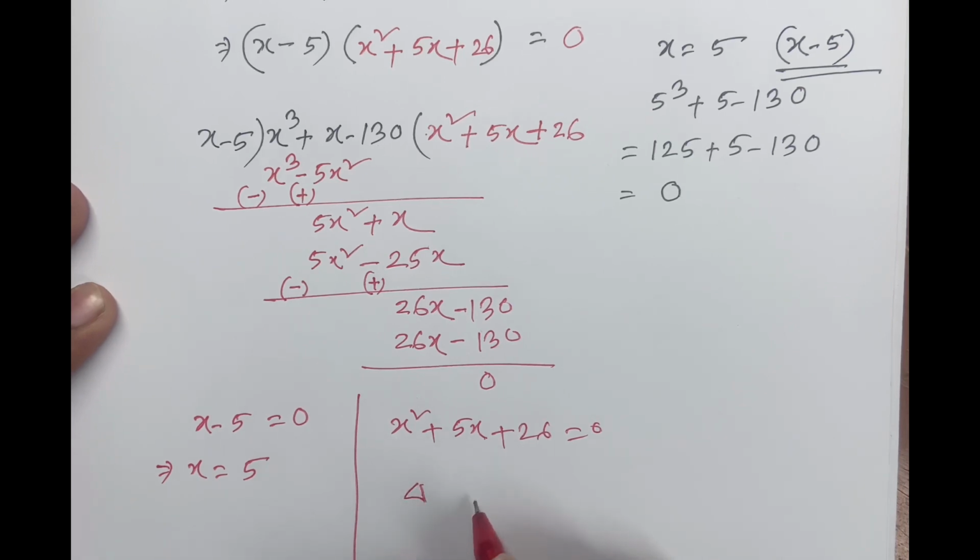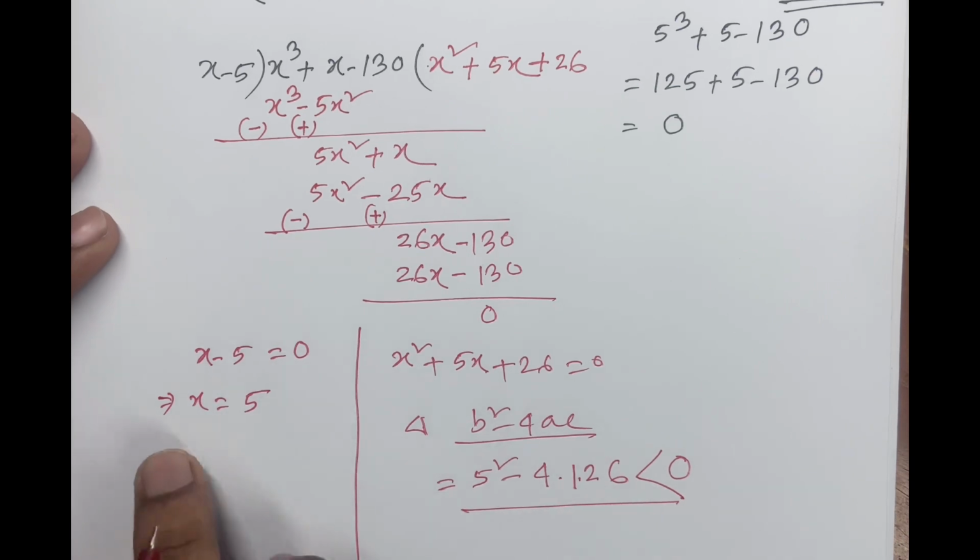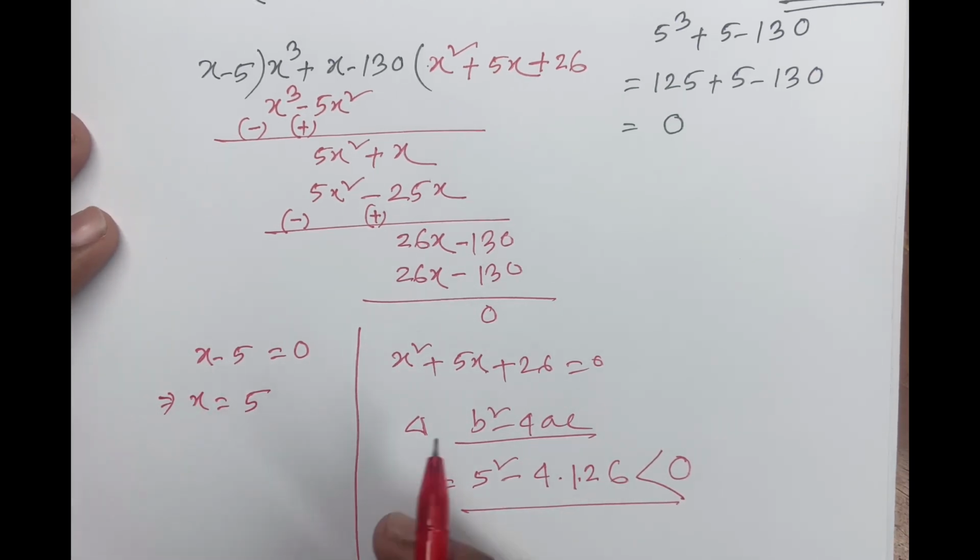Now we know the discriminant b^2 - 4ac. I find this value, where b is 5, a is 1, and c is 26. Now this value is less than 0, so this is rejected, and it is not possible because it is a complex number. So I can say easily x is equal to 5.